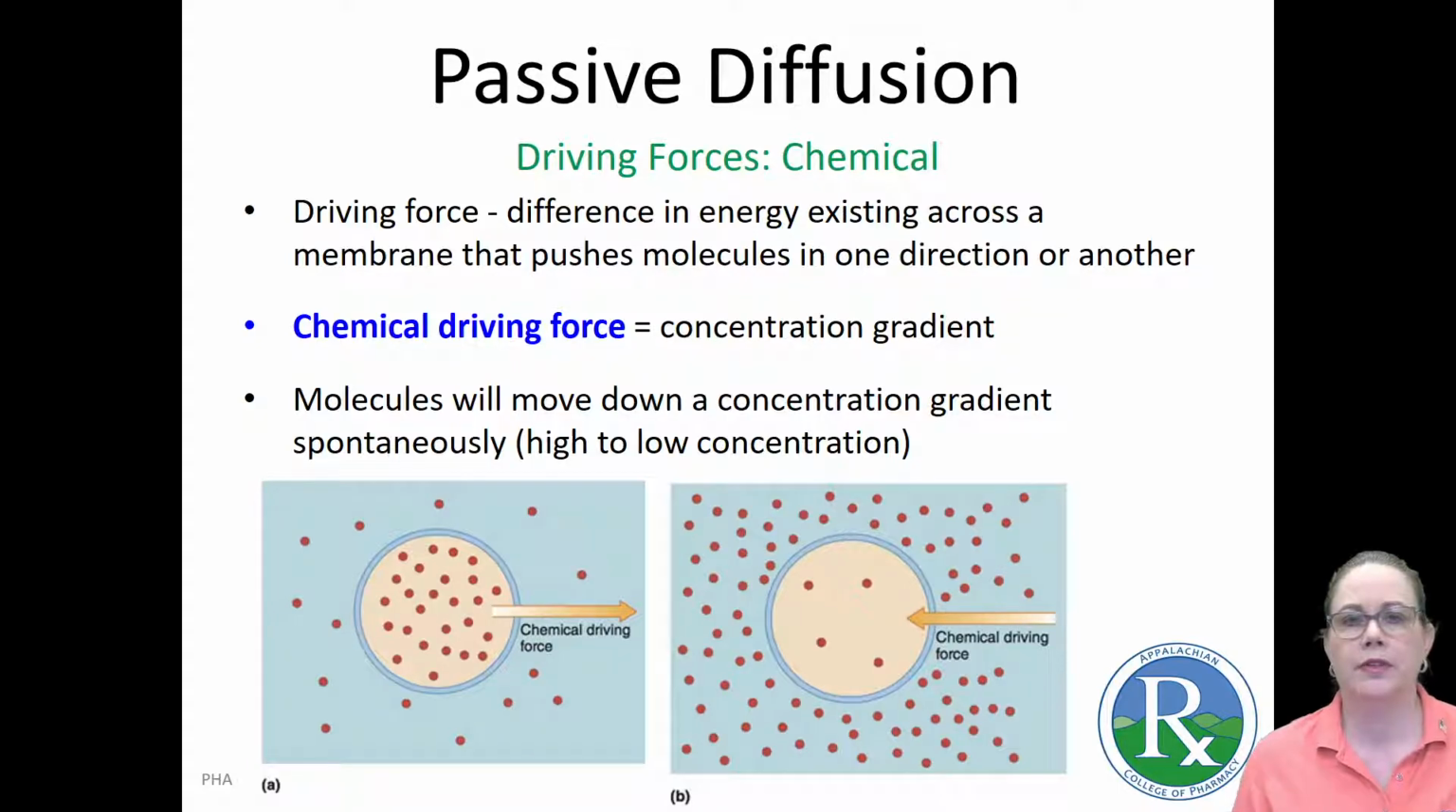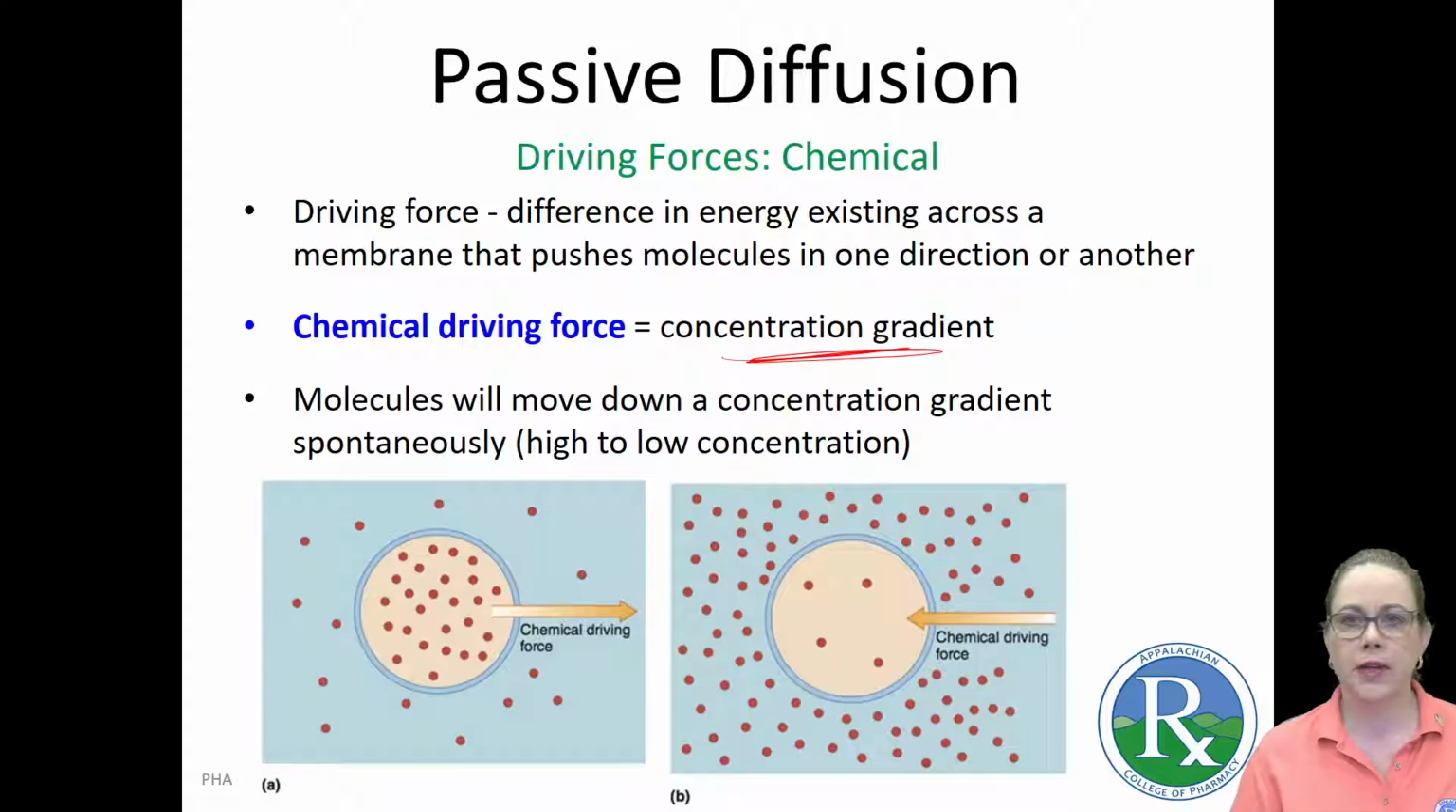One of the topics that students struggle with is passive diffusion, and that is the movement of molecules across membranes. This is a movement that occurs without any energy being put into the system, so this is referred to as spontaneous movement. With passive diffusion, we have two different types of driving forces we'll talk about. The first is chemical. The chemical driving force is simply based on the concentration gradient, or the concentration of that molecule on the two sides of the membrane.